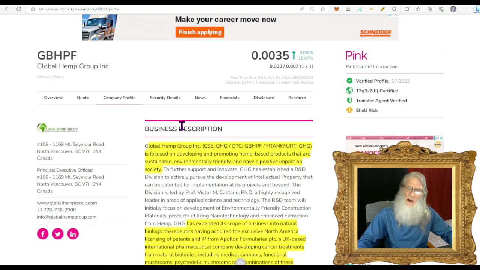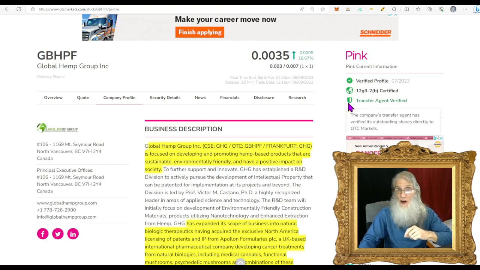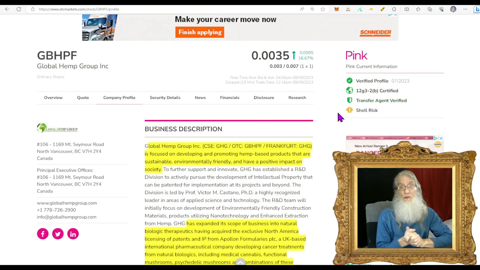GBHPF, what a ticker. She finished the day at a very low price, 0035, with just over 16.5% gains. On the pink tier, she's current, and she's got some verified information. She's got a verified profile and a transfer agent verified. Folks, if you're gonna be trading pinks, by golly, get as much verified information as you can. The problem with the OTC is that you don't get enough information. We're working in the dark.